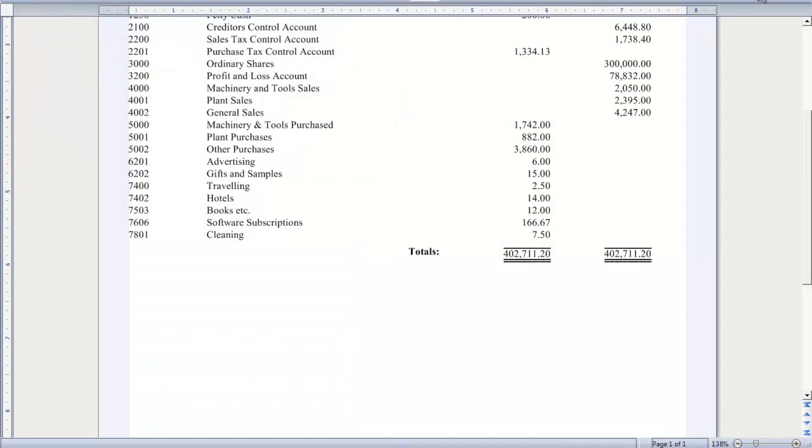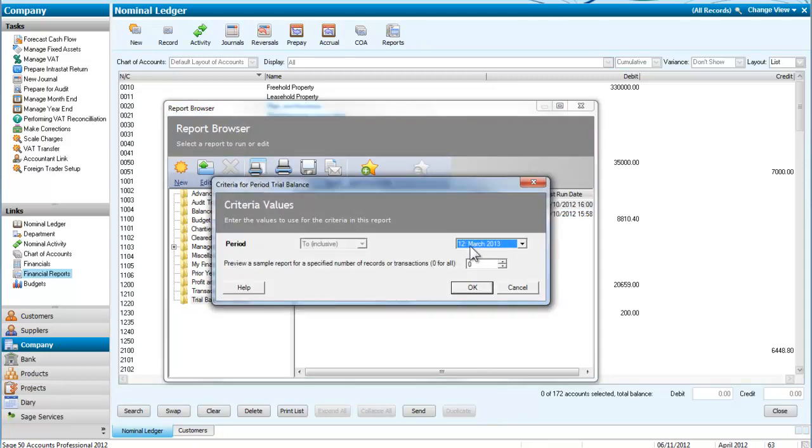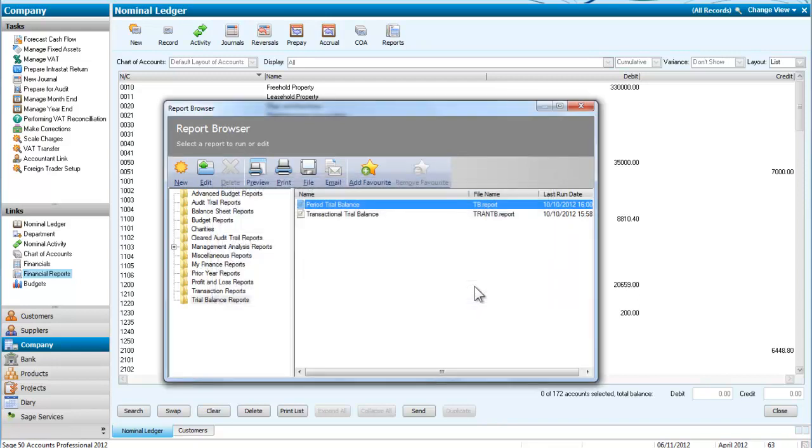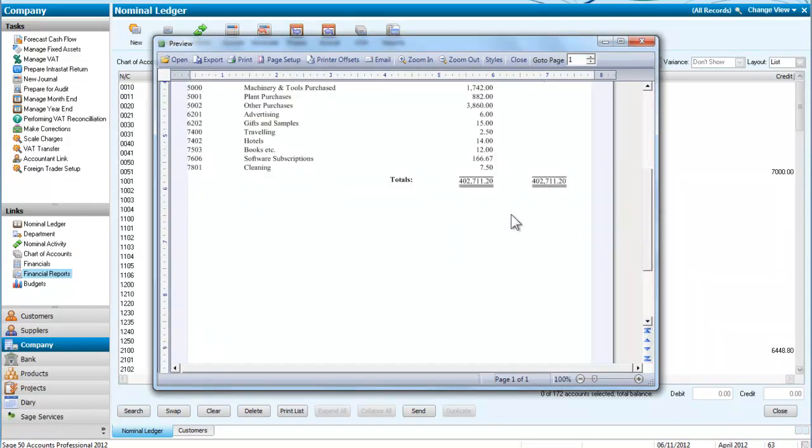Let's cancel that. Now if I close that and just go to the period trial balance again and preview it, but instead of saying to the 12th of March, I'm going to say let's only look at those transactions that have taken place up until November. So I will now click OK, and now I have only those that have taken place until November.